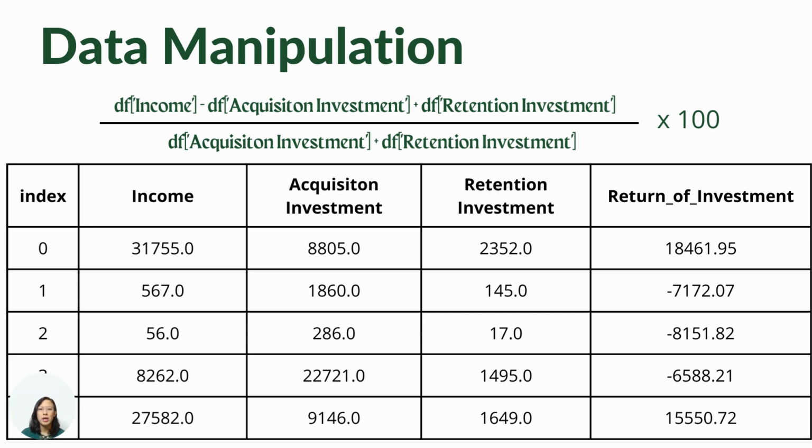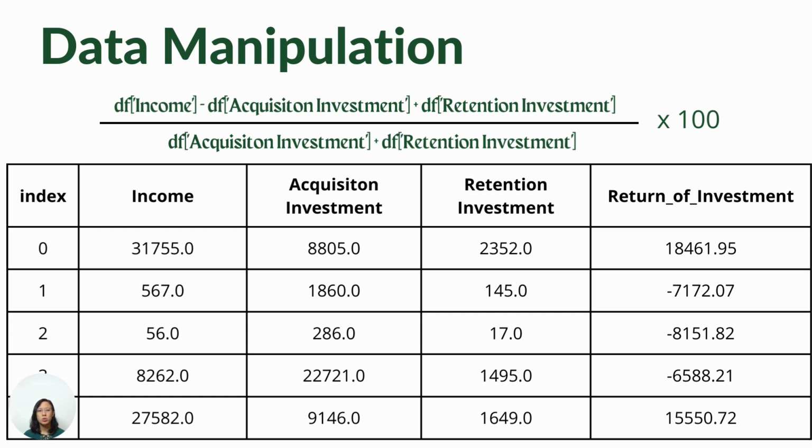Okay. Total investment, acquisition investment, and retention investment. When you need to sum it out in the bracket first, then minus it. Right. So please take note of the mistake here. Okay. So here we can create a new column called return of investment. All right. Now we have a data set with the column that we want.